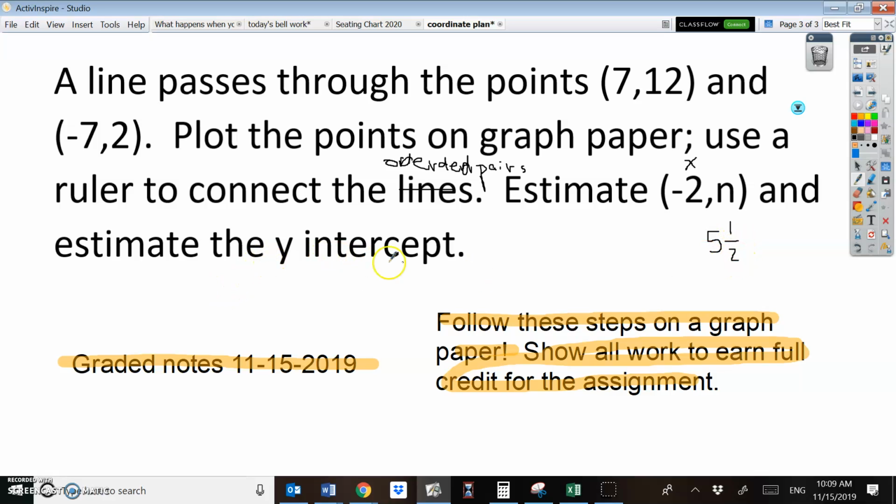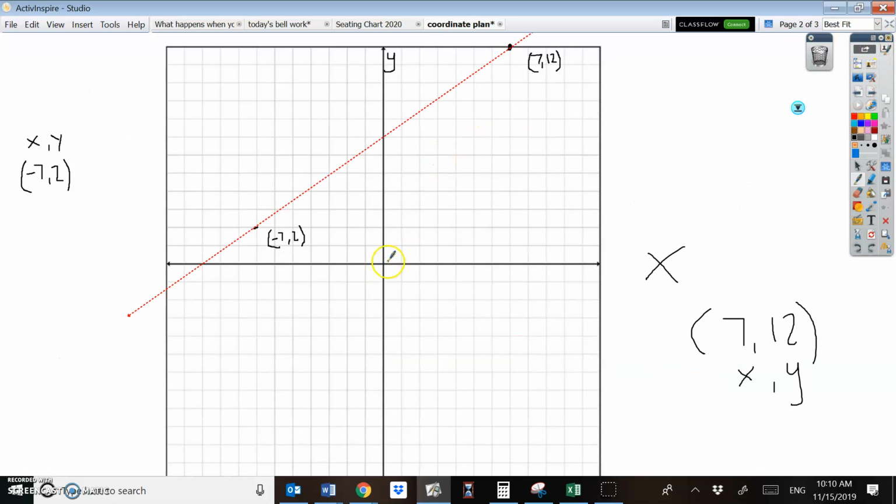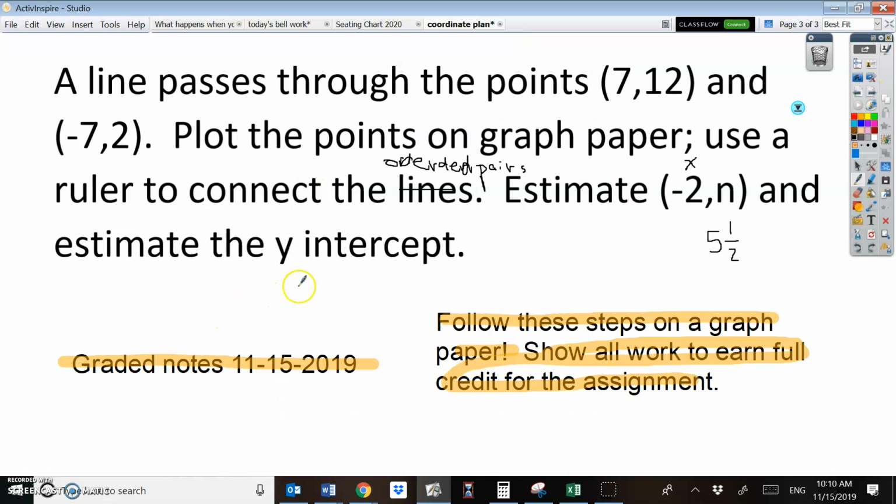Now let's estimate the y-intercept. The y-intercept is the point on the graph where the line passes through the y-axis. This point right here is the y-intercept, and it is at 1, 2, 3, 4, 5, 6, 7. It's at 7. So let's put 7 in here.